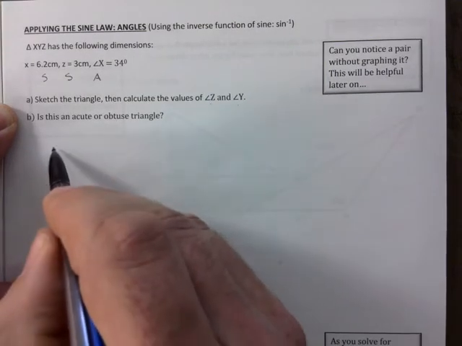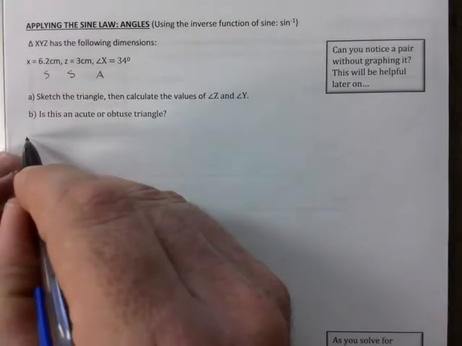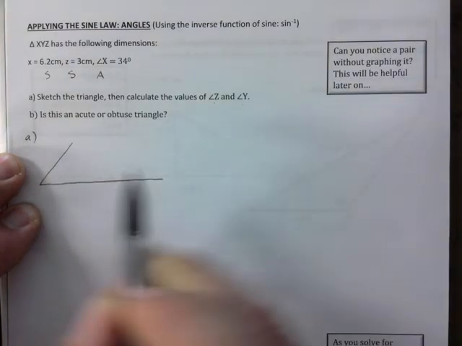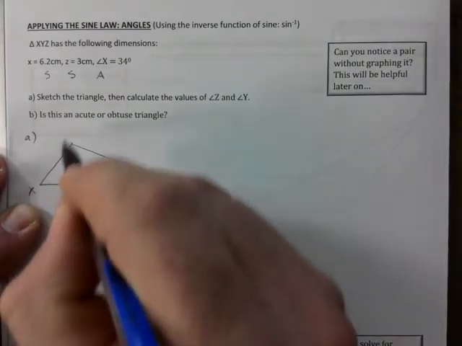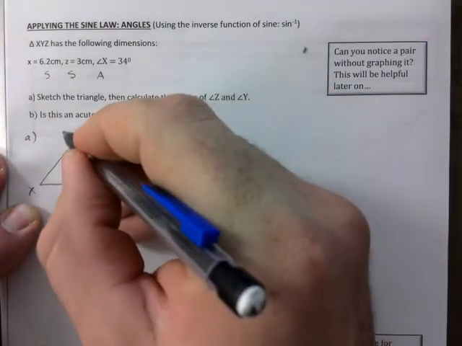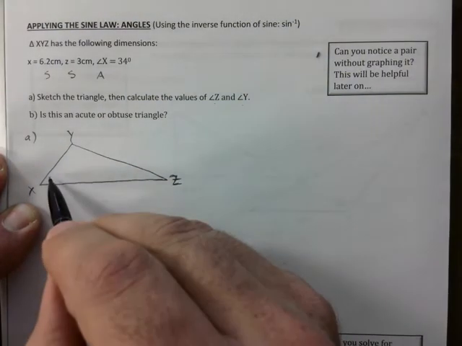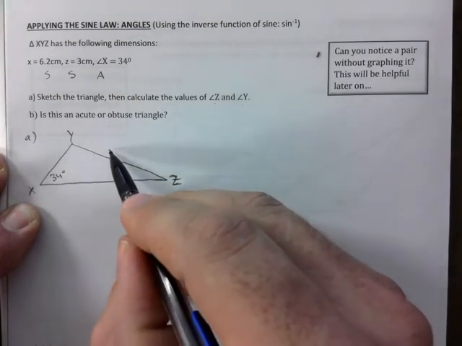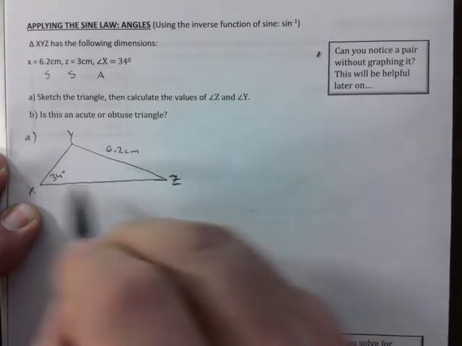So let's do that. How much room am I going to need? I want to make sure we don't use up too much space. Yeah, we're good. Okay. So for A, we're going to sketch it. There is no obtuse angle at the moment, so I'm just going to go ahead and solve like that. X, Y, Z. I tend to start at the bottom left with my angles. And so that's going to be my 34, because that's angle X. Side X is 6.2 centimeters. Side Z is 3 centimeters.